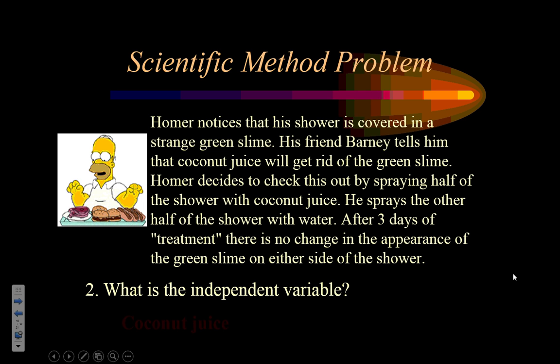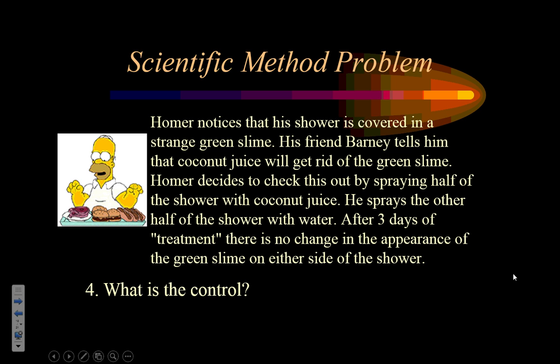What is the independent variable? Well, in this case, what am I controlling? Whether I added coconut juice or not. So the application of coconut juice or plain water would be my independent variable. What am I applying to the shower? What type of chemical am I applying to the shower? Now, what's the dependent variable? Well, it would be the amount of green slime that ends up growing. So that would be my independent and my dependent variable. So if I apply these certain types of chemicals, then what happens to the amount of slime?